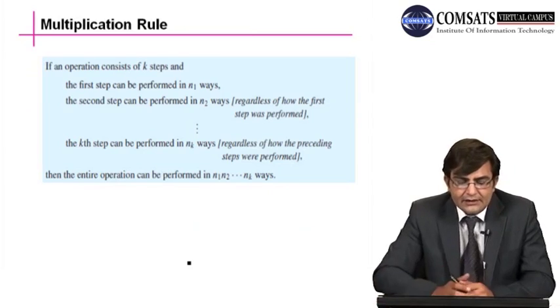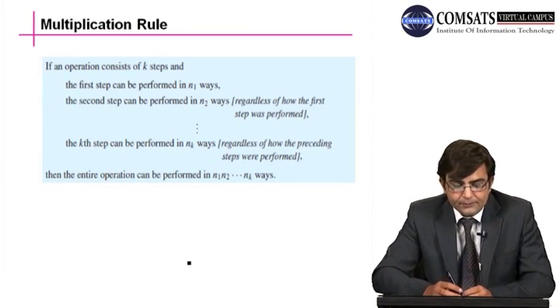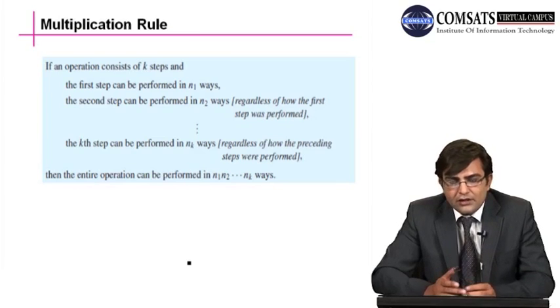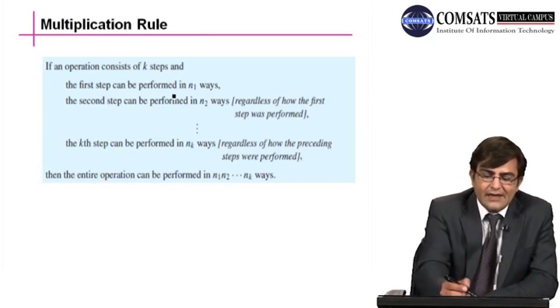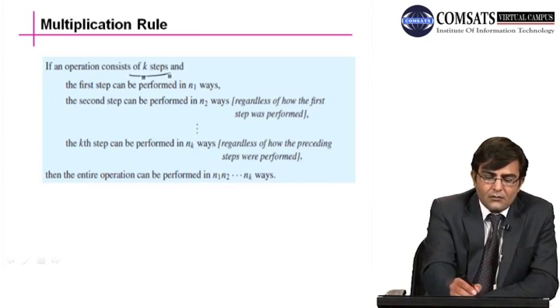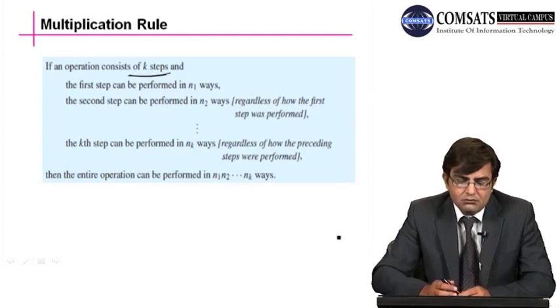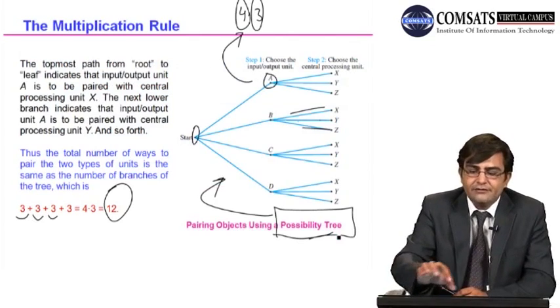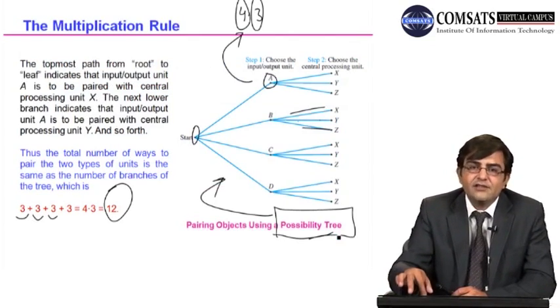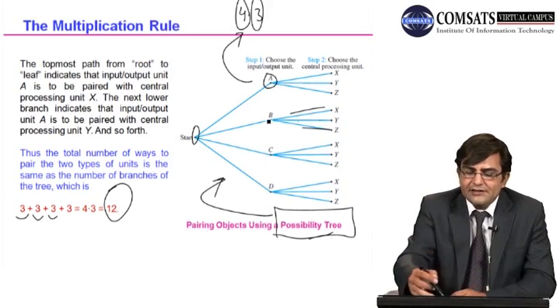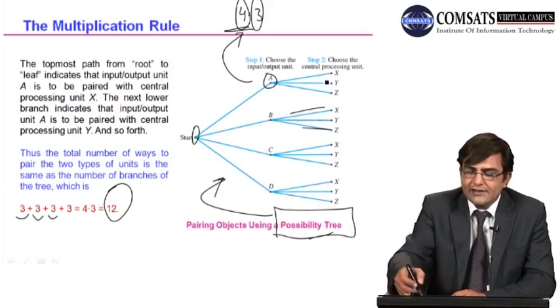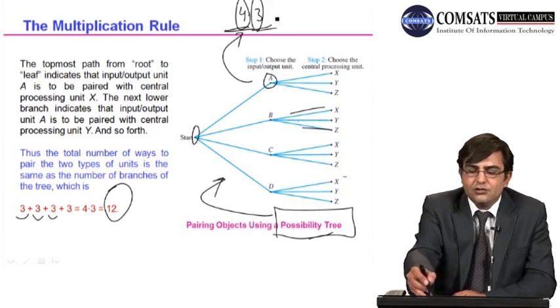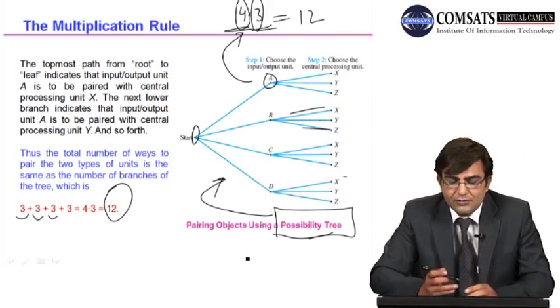Now, what is basically the definition of the multiplication rule, and how can we calculate the possibilities of any occurrence or any problem? If an operation consists of k steps, because here we had 2 steps. In the first step we have 4 possibilities, in the second step we have 3 possibilities. So in the first step we have 4 possibilities, we write here 4. In the second step we have 3 possibilities, we write here 3. So the total is 12, there are a total of 12 possibilities.